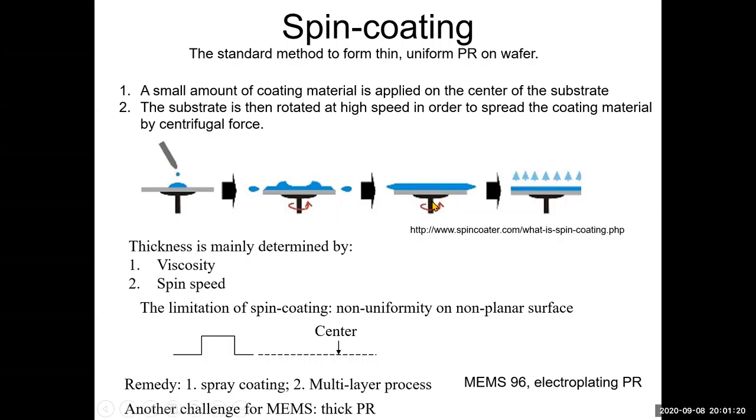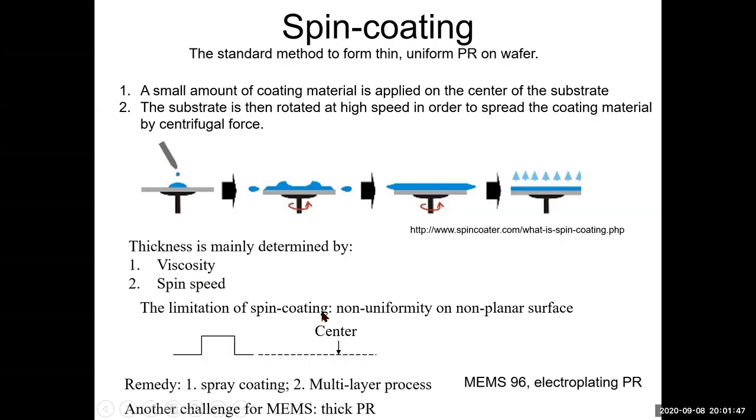And the thickness of the PR is mainly determined by these two parameters. First is the viscosity of the photoresist. Second is the spin speed. And the thickness is not very sensitive to the spin time, spin duration.